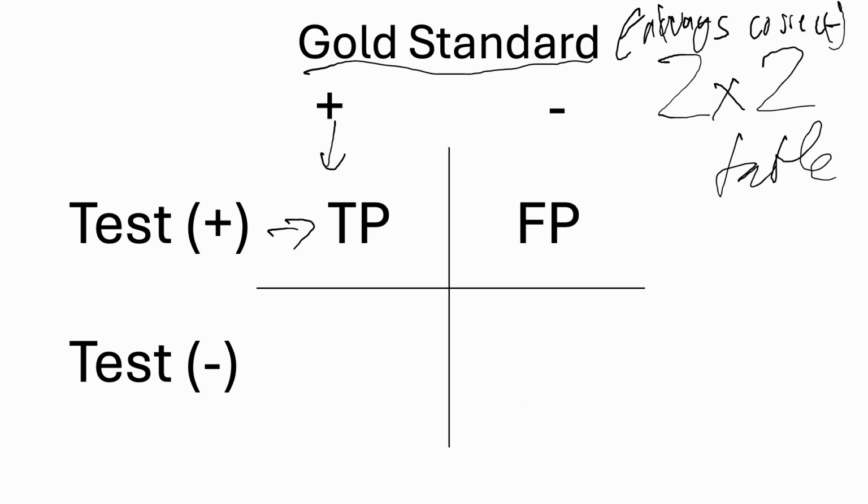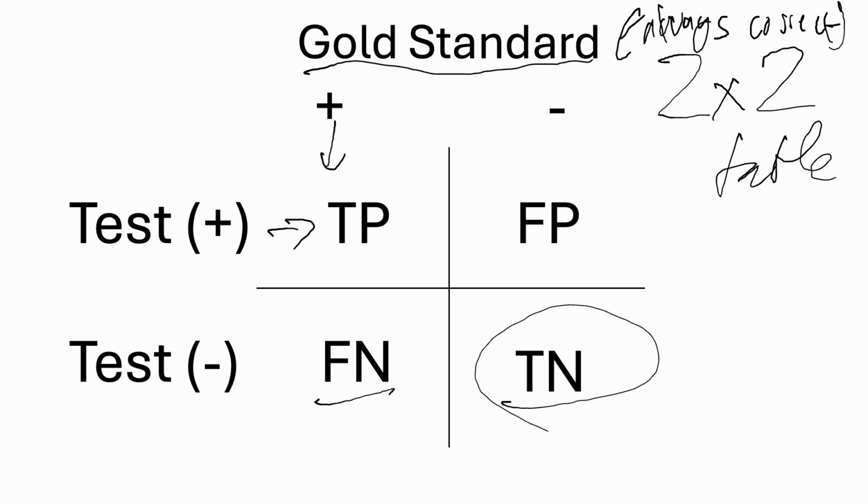And then when our gold standard says the person is negative, but our test says that they're positive, then it's a false positive. Our test is wrong. It's like comparing against an answer key. Okay, and then when the gold standard is positive and the test is negative, then it's a false negative. And when the gold standard is negative and the test is negative, they both agree, so it's a true negative.